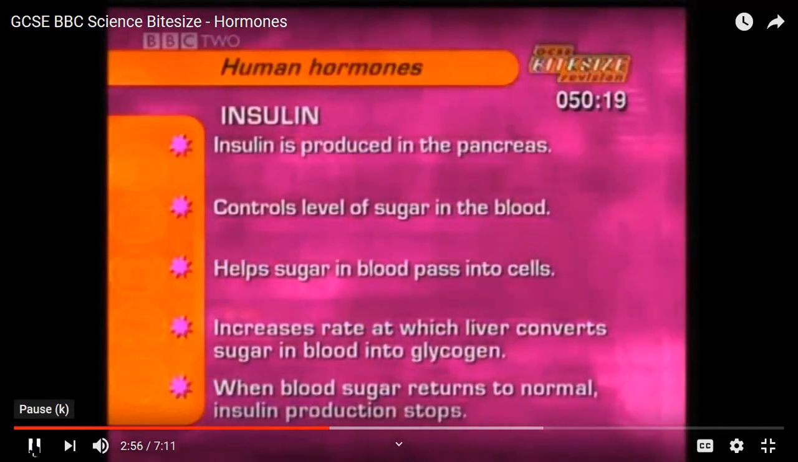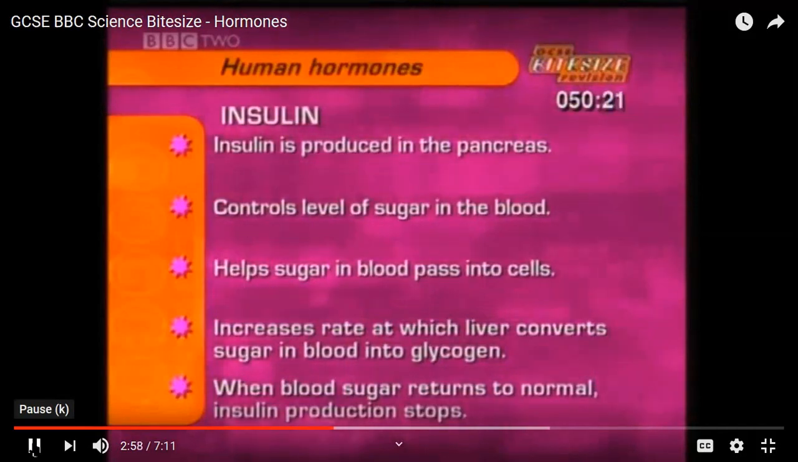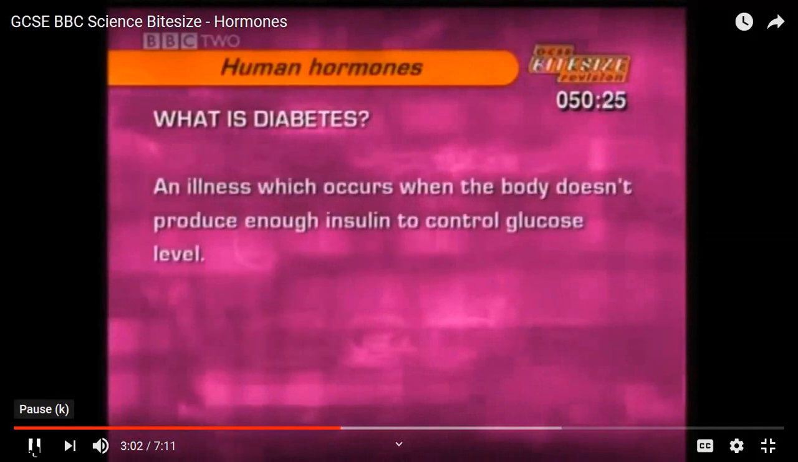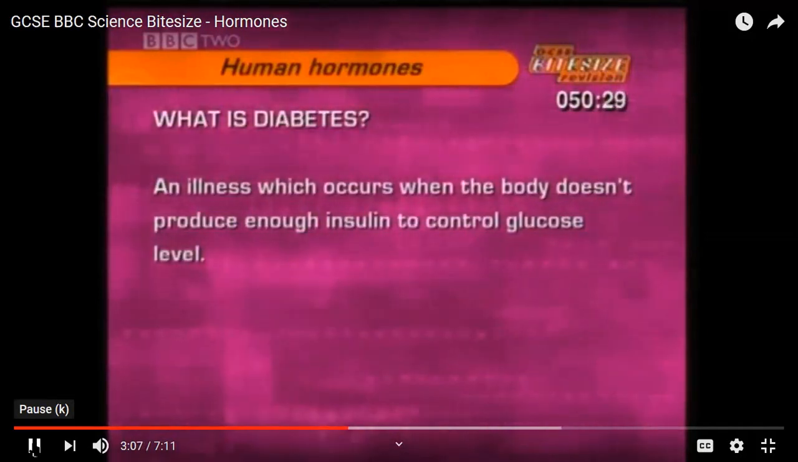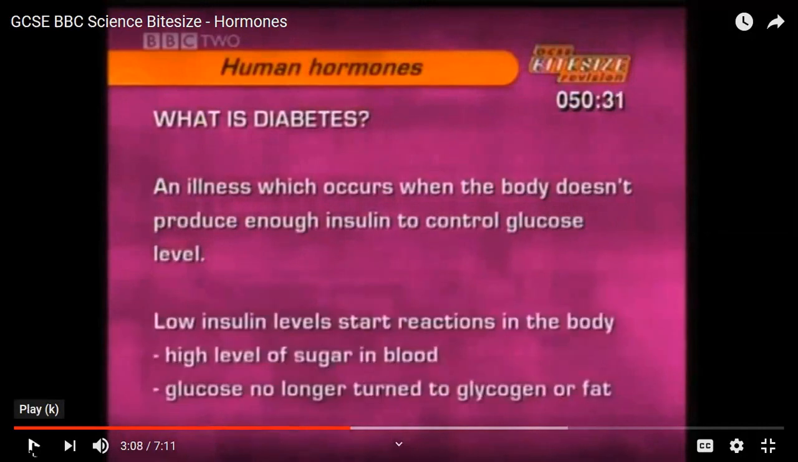When the blood sugar returns to normal, insulin production stops. Diabetes is an illness which occurs when the body doesn't produce enough insulin to keep its glucose level steady. So you can start looking at this. What is diabetes? We can write this down. An illness which occurs when the body doesn't produce enough insulin to control glucose level.